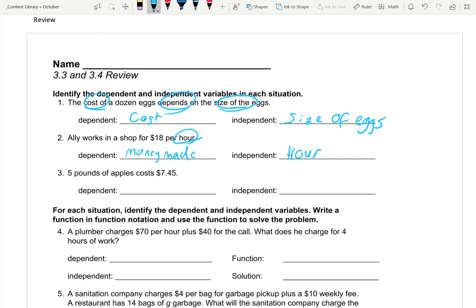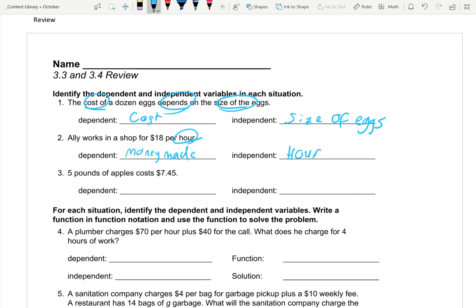All right, number 3, 5 pounds of apples cost $7.45. Again, the $7.45 is not a variable, right? A lot of times people see these numbers and they think, oh, math, numbers, I'm going to write that down somewhere. Maybe I'm going to get it right, but that's not the case at all. Variables, like I said, last problem, fluctuate. Things that vary, things that change. 7.45 is never going to change.